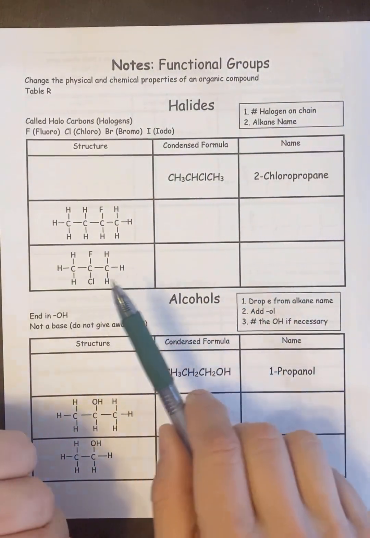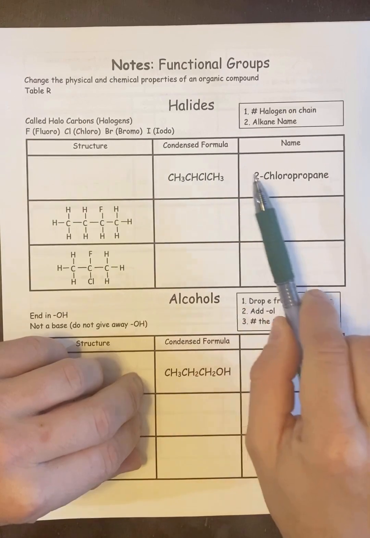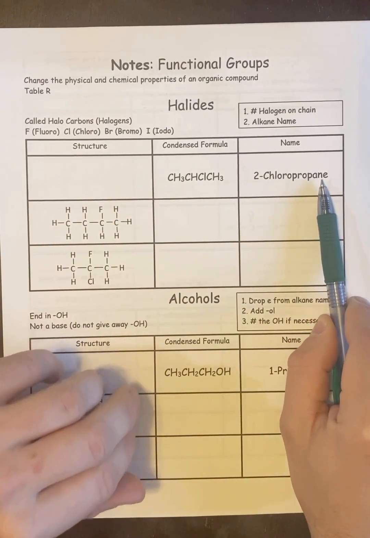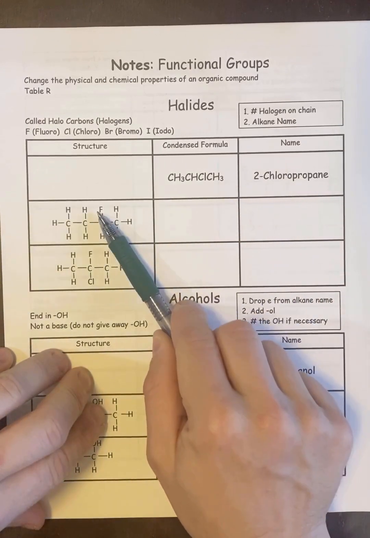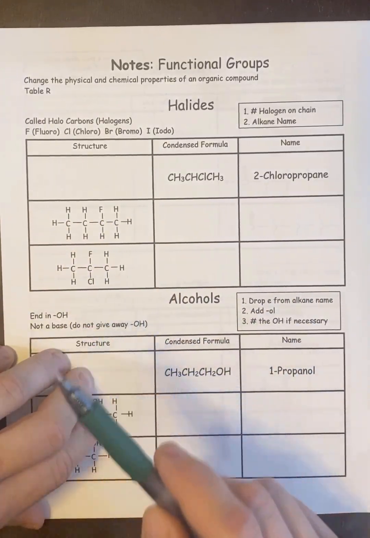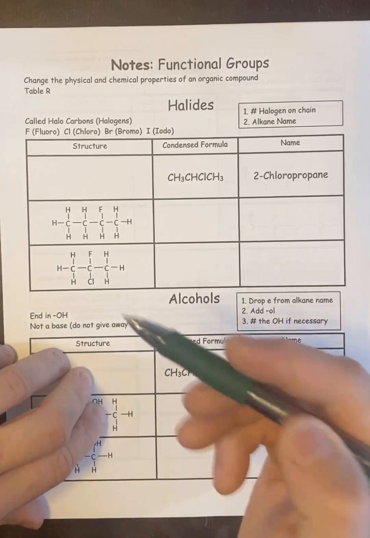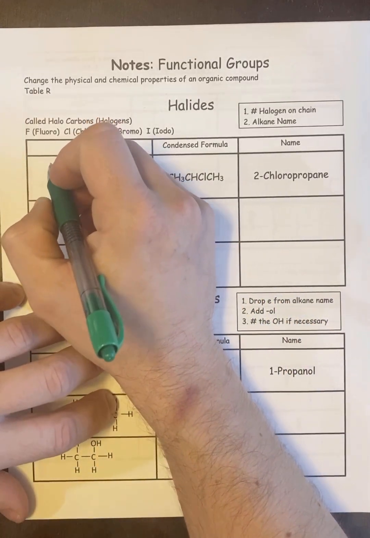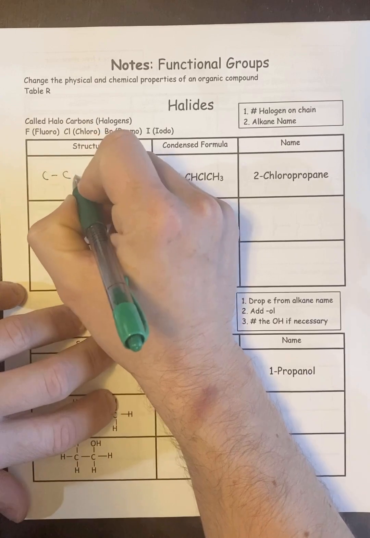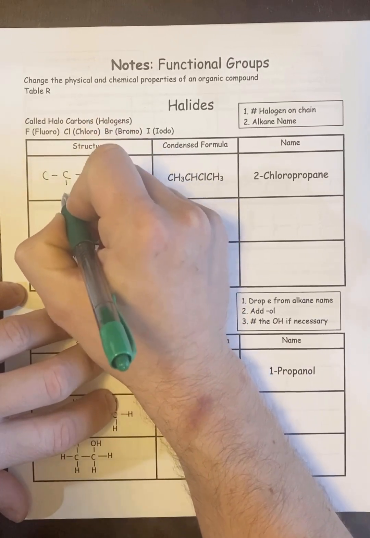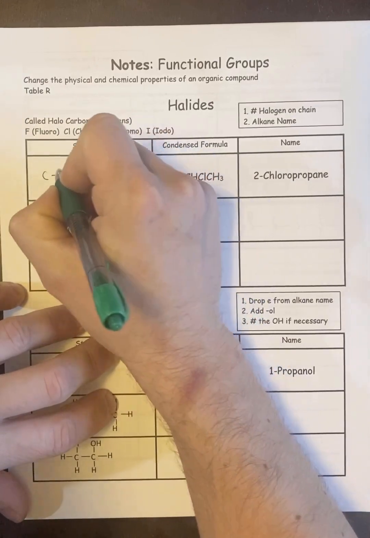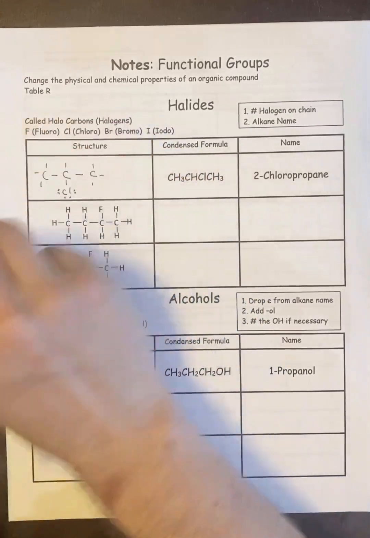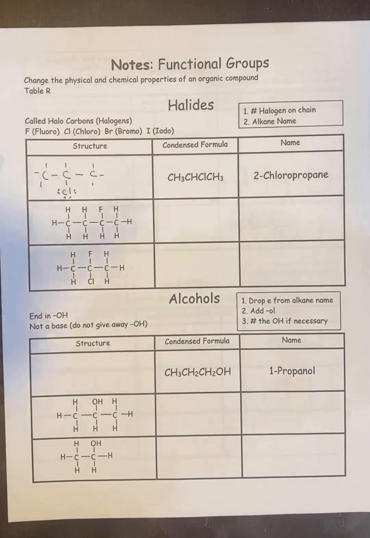On Table R, they give you this condensed formula and they name it 2-chloropropane. So we need to figure out why they named it that and then how to use that information to name these two problems, which are very similar but not the exact same thing. So the first thing you've got to do is draw it out. So this one is going to look like this. I'm not going to draw the H's in anymore for these types of problems. It's going to take a little bit too long.